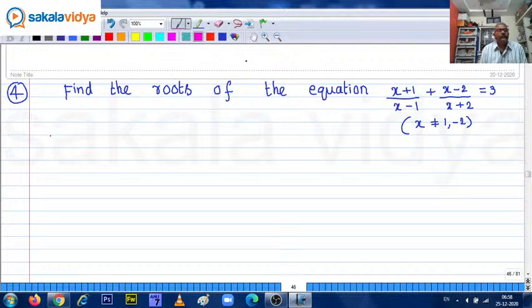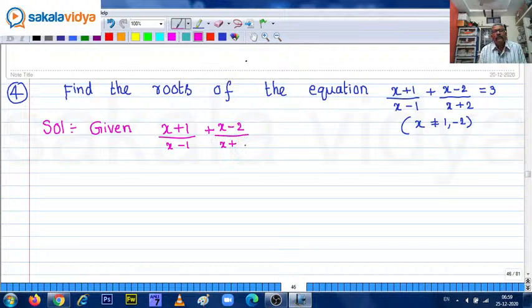Solution. First, here given, we have x plus 1 upon x minus 1 plus x minus 2 upon x plus 2 equals 3. Now let us take x minus 1 into x plus 2 as the LCM.